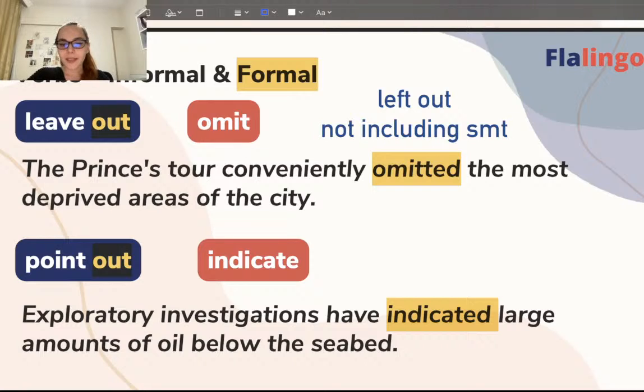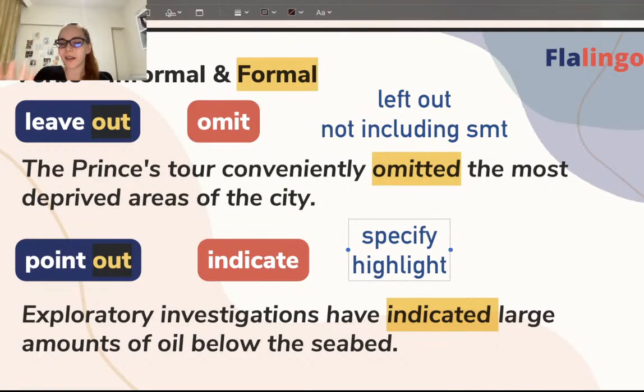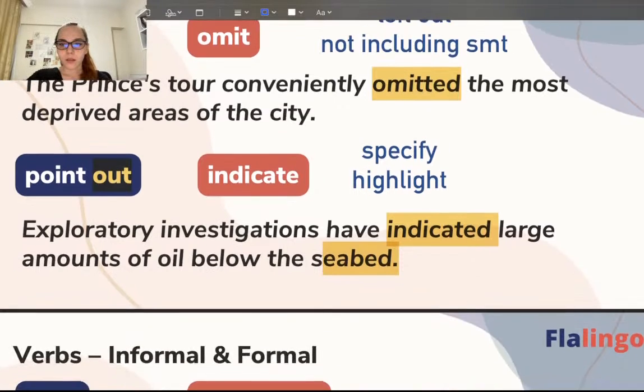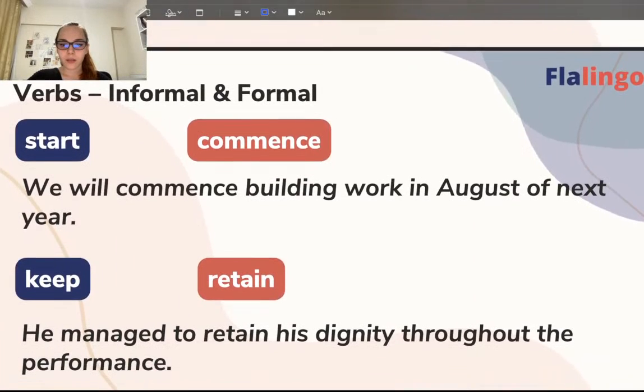Okay, so indicate means like specify, pointing out, and highlighting. Maybe we can also give that as a synonym or the near meaning. Exploratory investigations have indicated, pointed out, highlighted large amounts of oil below the seabed. They have found some oil in this area, and this is important. I'm pointing out, I'm indicating. This is the meaning of it. Okay. All right, next slide.